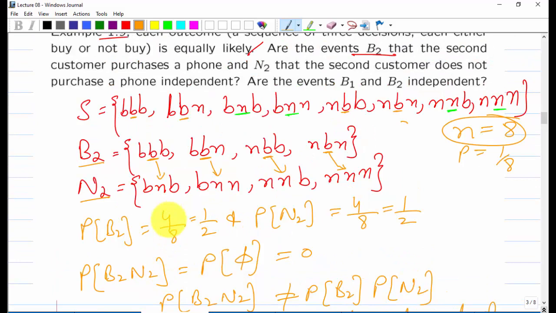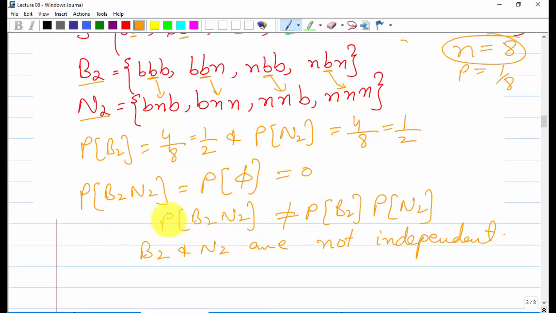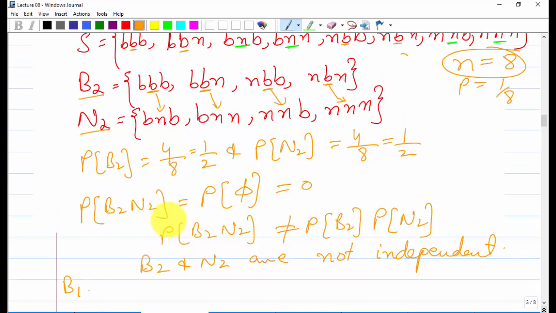Similarly, are the events B1 and B2 independent? So we have to define these events. B1 means that the first customer buys the phone. I will mark with dark green: BBB, BBN, BNB, BNN.